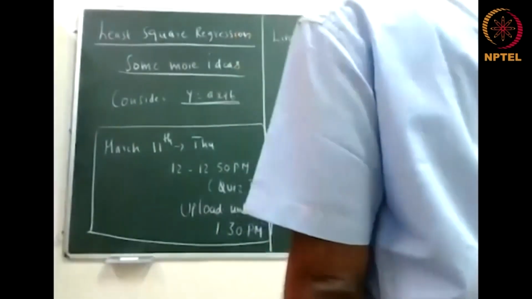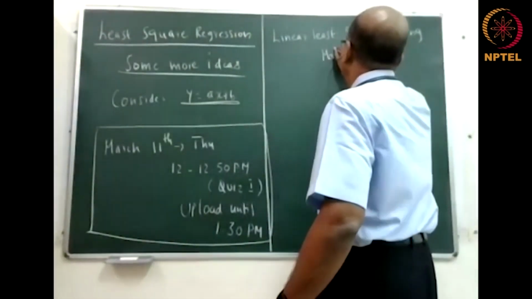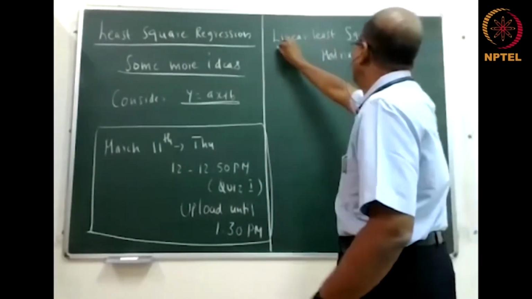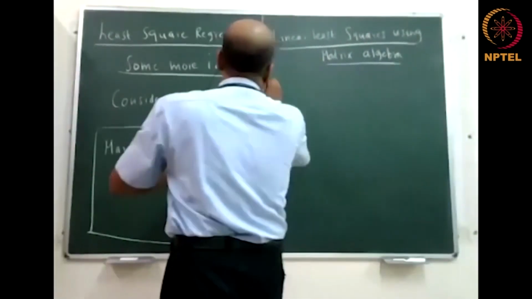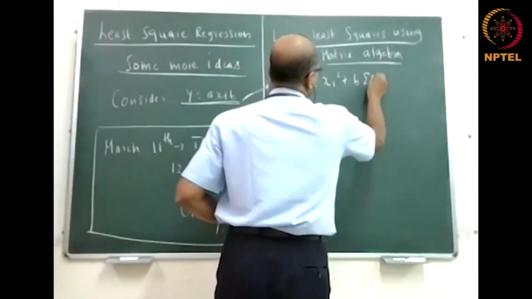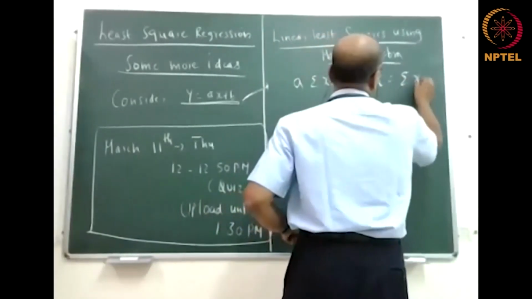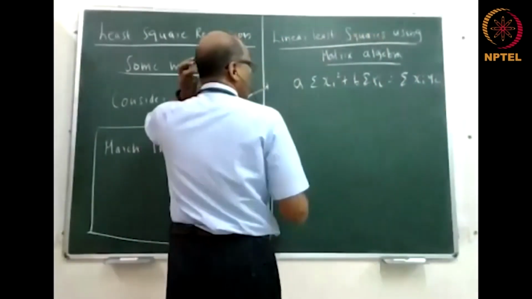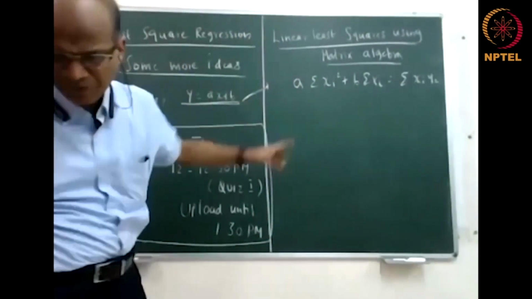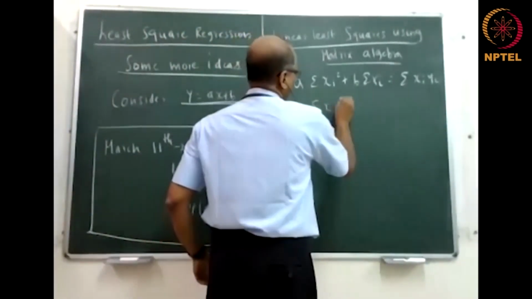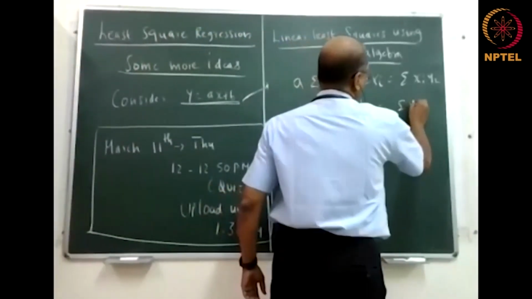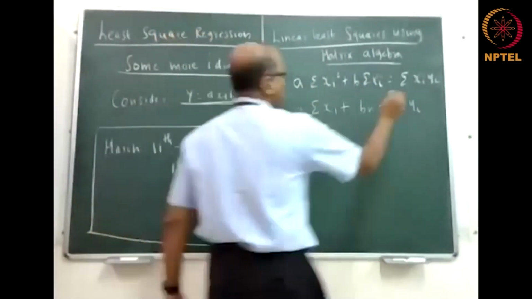That's it. So linear least squares. The linear regression actually turns out to be A sigma xi square plus B sigma xi equal to sigma xi yi. Then what is the second equation? A sigma xi plus nB equal to sigma yi. These were the regression equations.